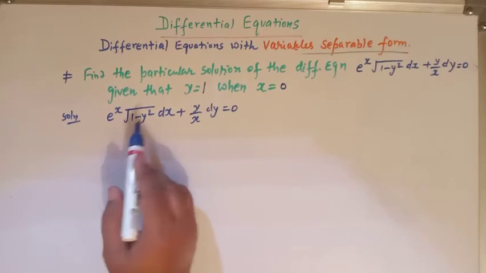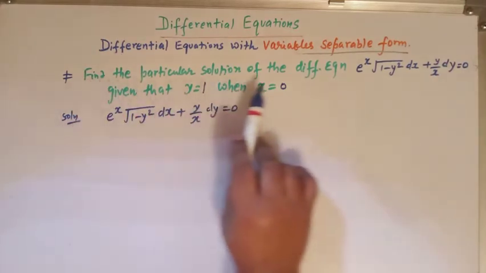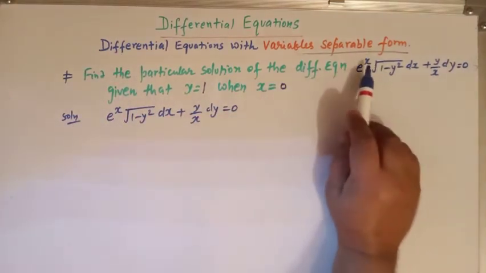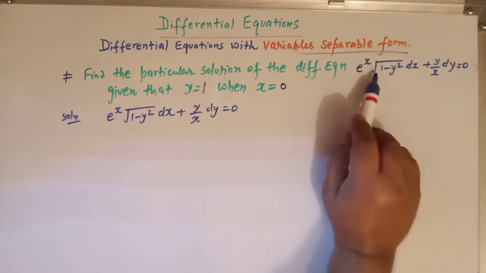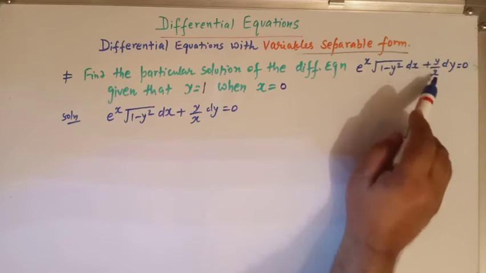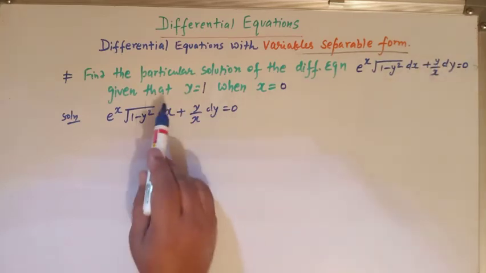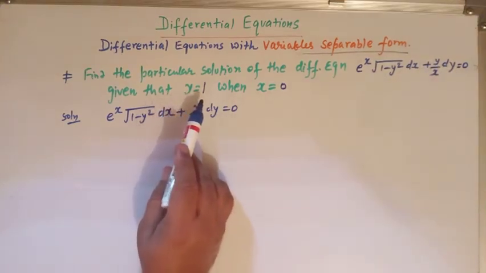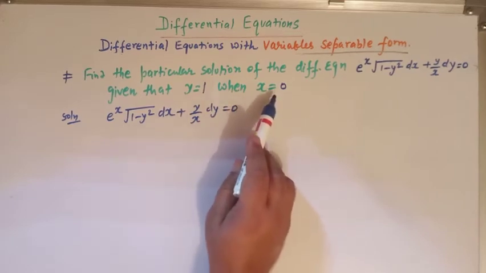Now viewers, let us take this problem. Find the particular solution of the differential equation e raised to x multiplied by square root of 1 minus y square dx plus y over x dy equal to 0, given that y is equal to 1 when x is equal to 0. Clear?